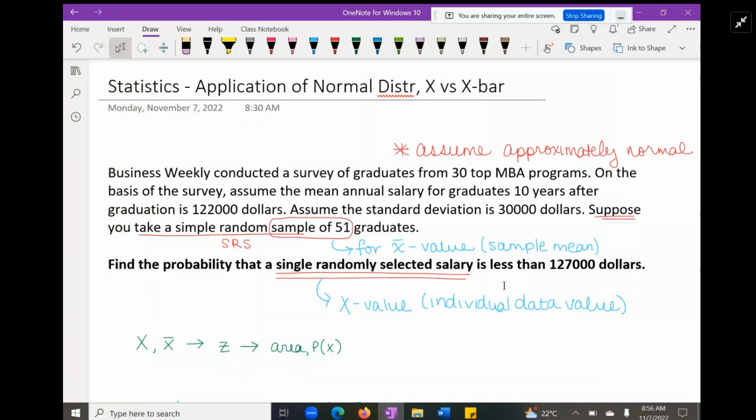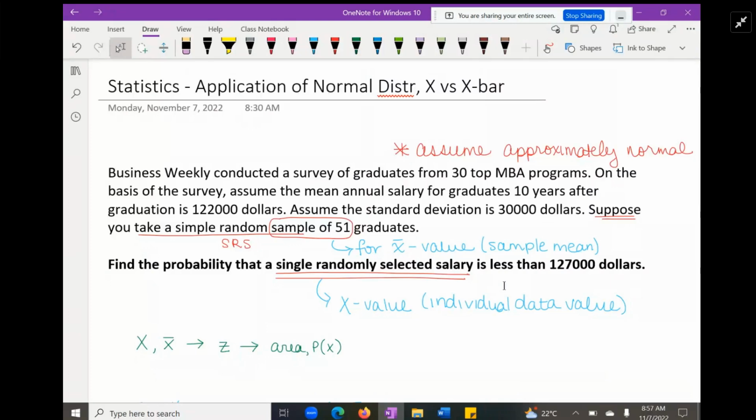So let's actually read the question. We'll definitely double back and reread it when we answer the question, but I just want to get us situated in this context. It says Business Weekly conducted a survey of graduates from 30 top MBA programs. On the basis of the survey, assume the mean annual salary for graduates 10 years after graduation is $122,000. Assume the standard deviation is $30,000. Suppose you take a simple random sample of 51 graduates.